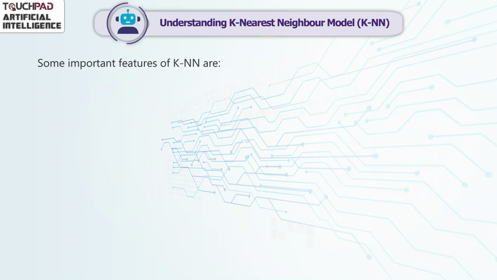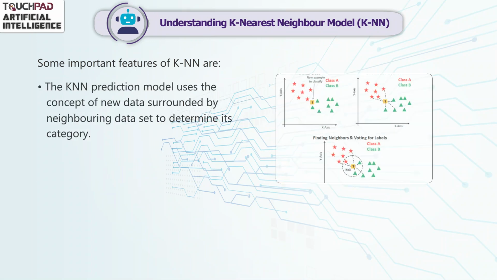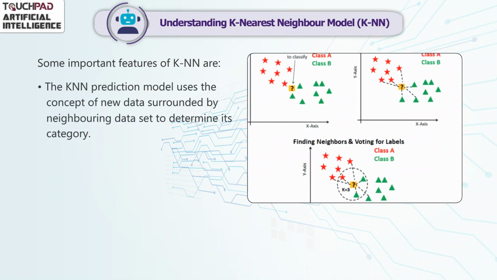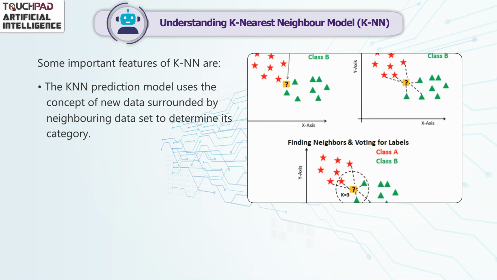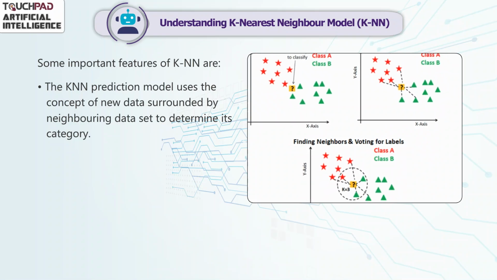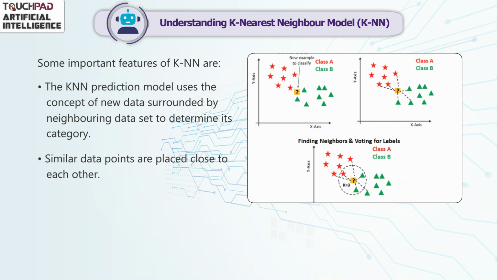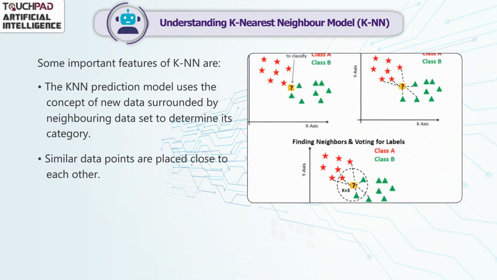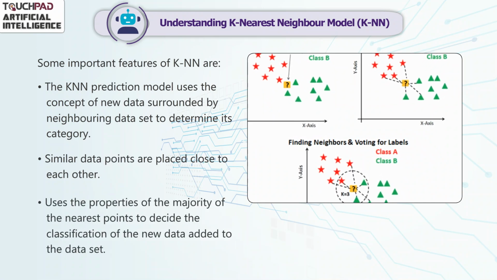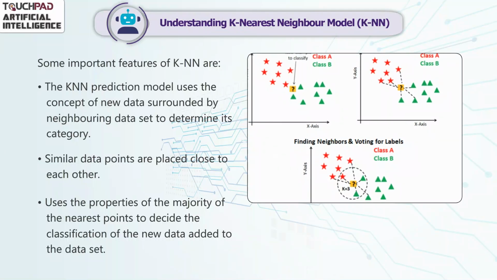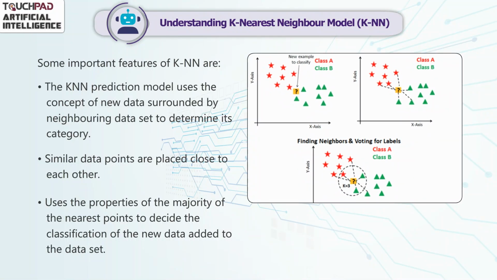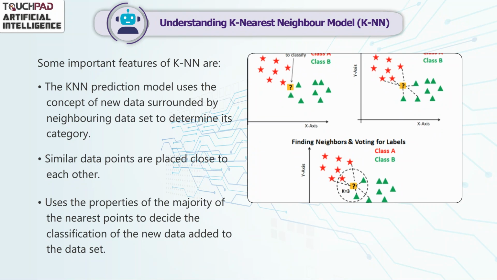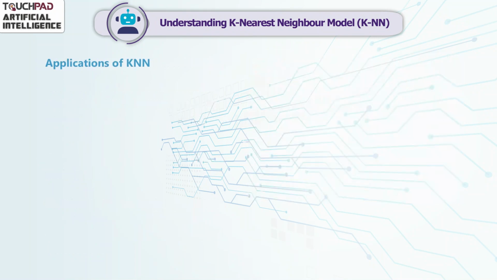Some important features of KNN are: the KNN prediction model uses the concept of new data surrounded by a neighboring data set to determine its category. Similar data points are placed close to each other. It uses the properties of the majority of the nearest points to decide the classification of the new data added to the data set. Applications of KNN.